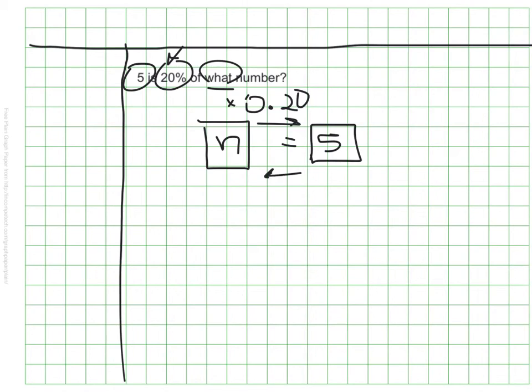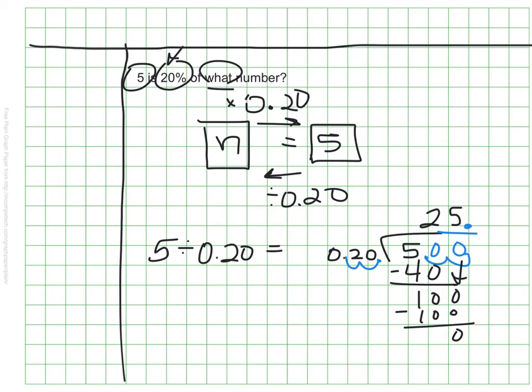Go ahead and do your backtracking to solve this, and we'll see what number it is. What is our mystery number? Go ahead and pause the video, set up your division problem correctly, see what you get, and we'll check in and see how you did. How'd you do? I found out that mystery number, I used the variable n for that, I found out it was 25. So 5 is 20% of the number 25.